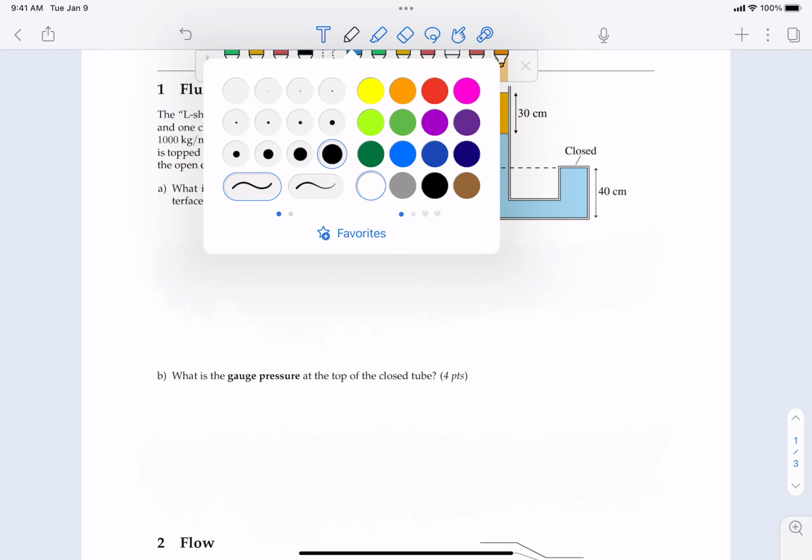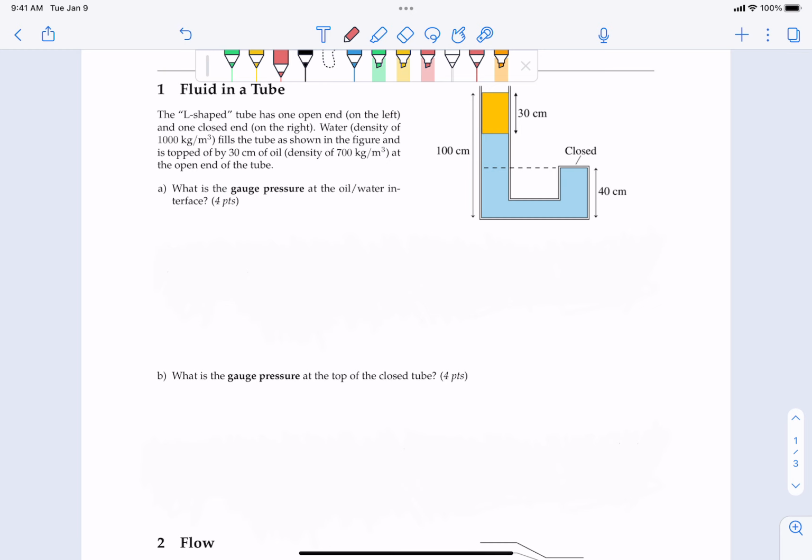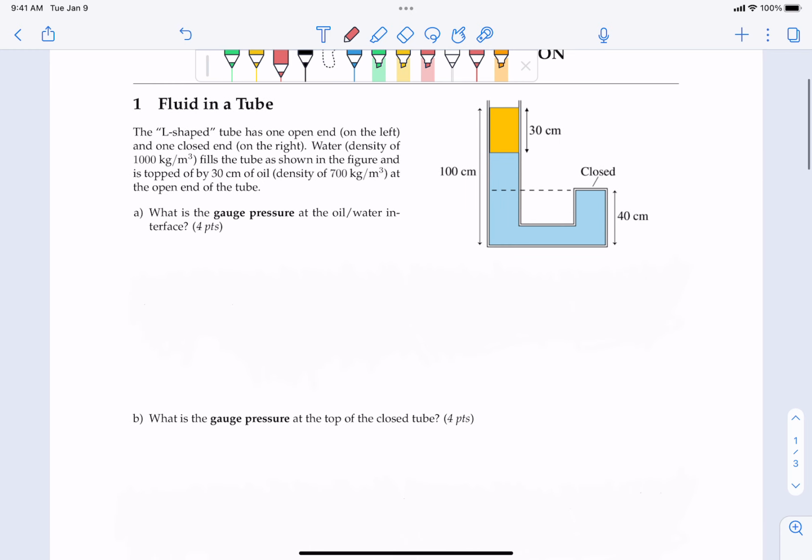All right. Let me go back to my pencil here. So number 1, fluid in a tube. It says the L-shaped tube has one open end on the left and one closed end on the right. Water with a density of 1,000 kilograms per meter cubed fills the tube as shown in the figure and is topped off by 30 centimeters of oil with a density of 700 kilograms per meter cubed at the open end of the tube.